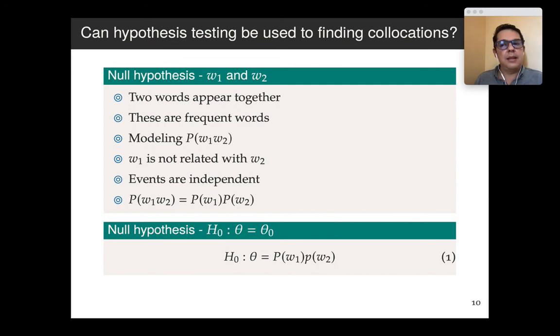In order to model this in terms of hypothesis testing, we are modeling the appearance of two words together. If we know that W1 is not related to W2, then we can say that these events are independent, so we are seeing them together just because of chance. If they are not related, the probability of seeing them together can be expressed as the product of the individual probabilities. That is the definition of independence, and that is the null hypothesis.